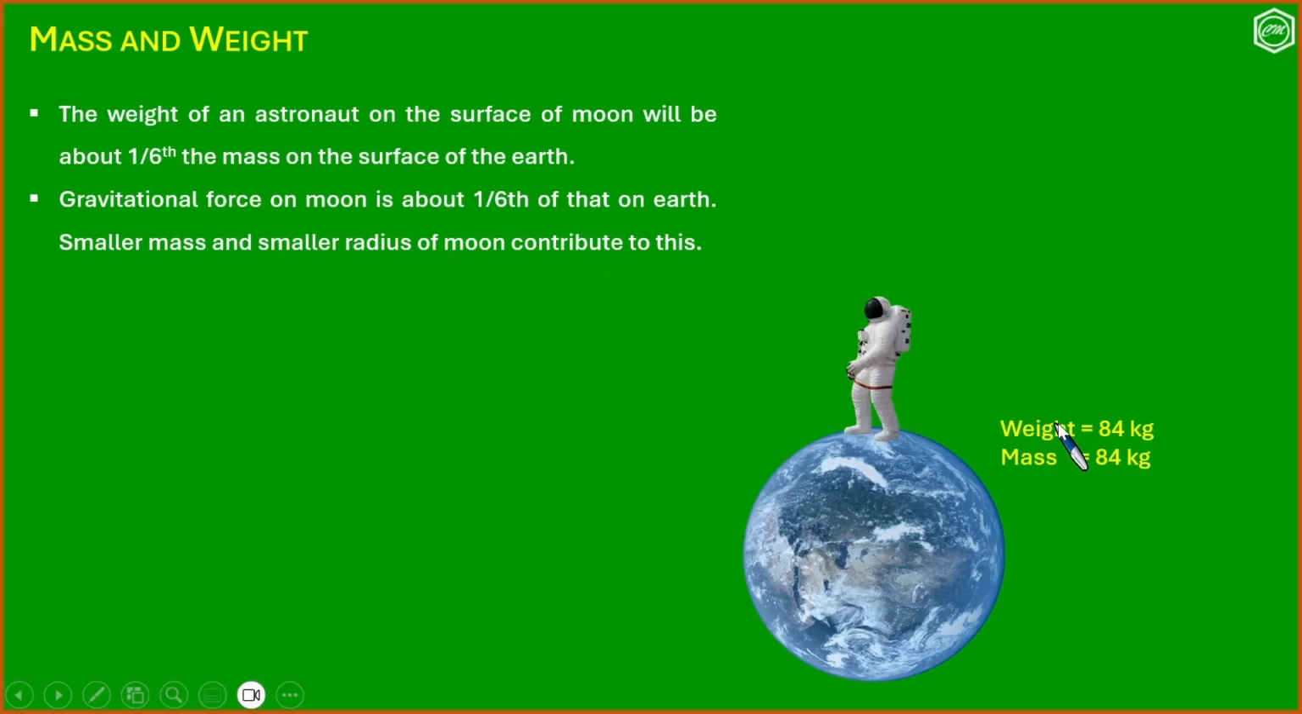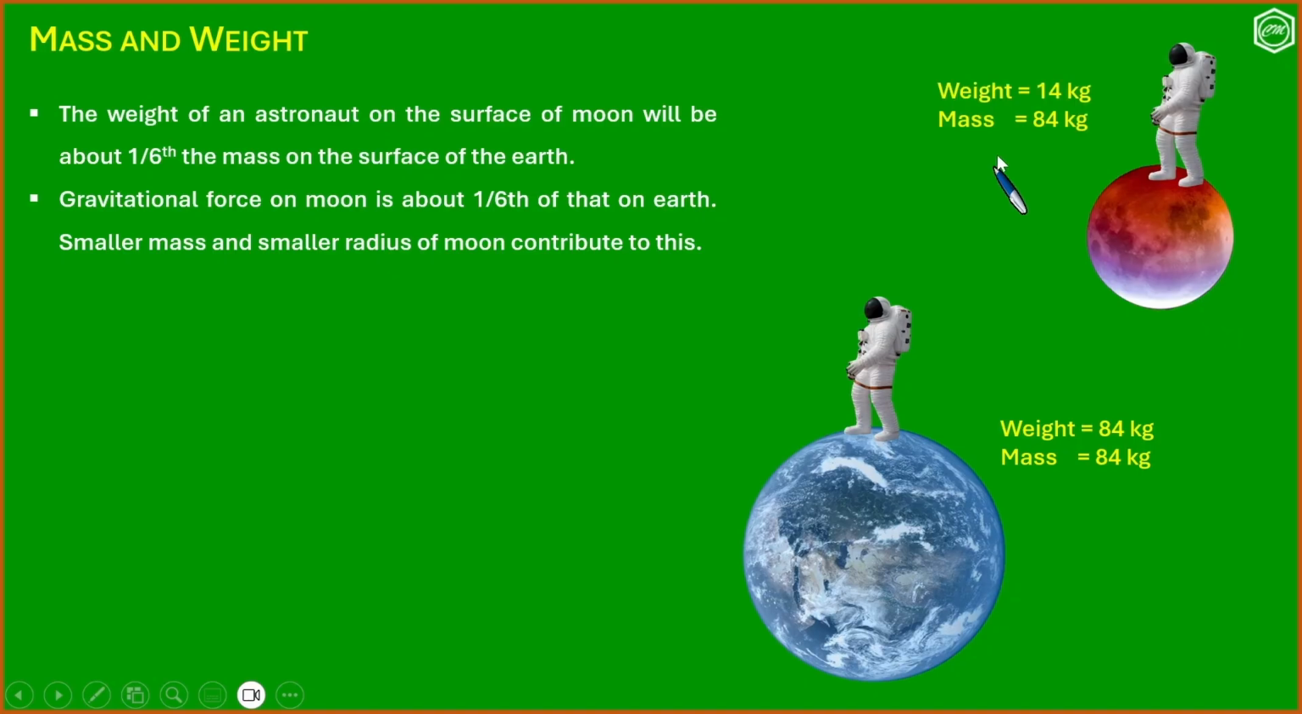Let this astronaut weigh 84 kilograms, including his spacesuit. His mass will be 84 kilograms since he is on the surface of the Earth. Imagine he is on the surface of the Moon. His weight will be 14 kilograms, that is 1/6 of 84. But his mass remained the same, 84 kilograms.